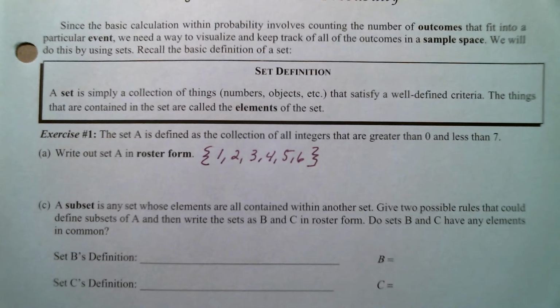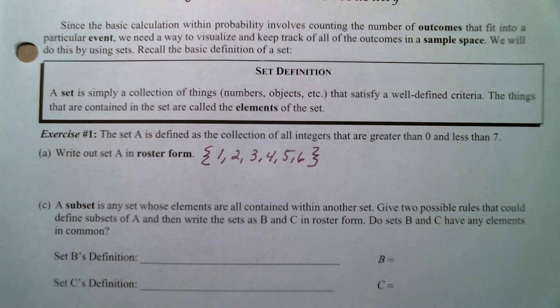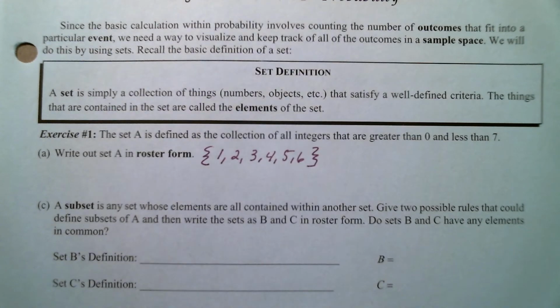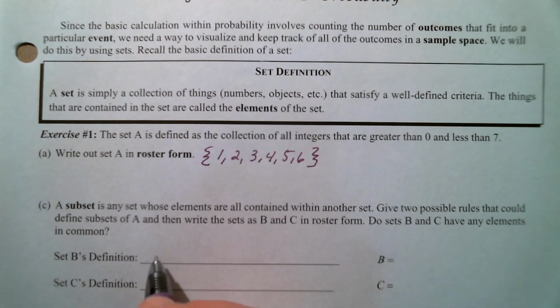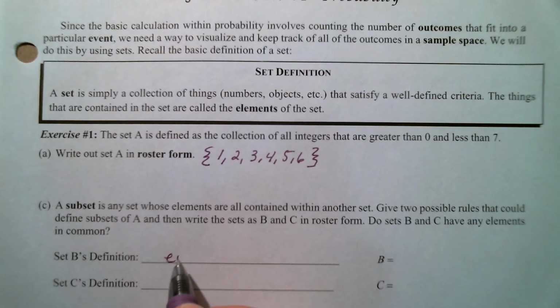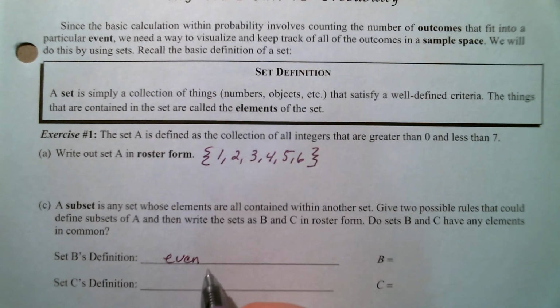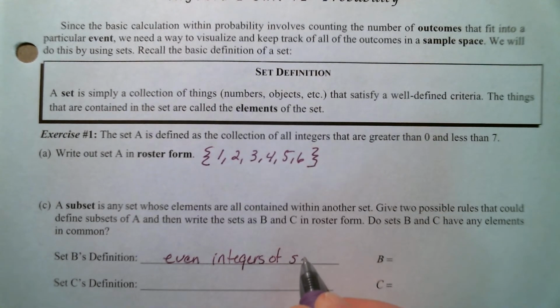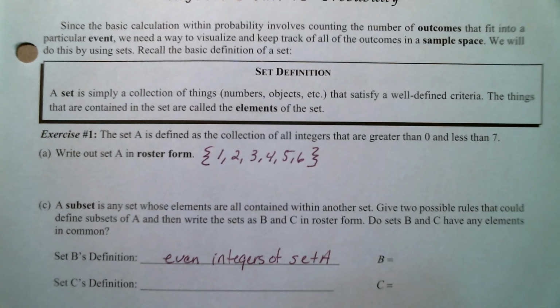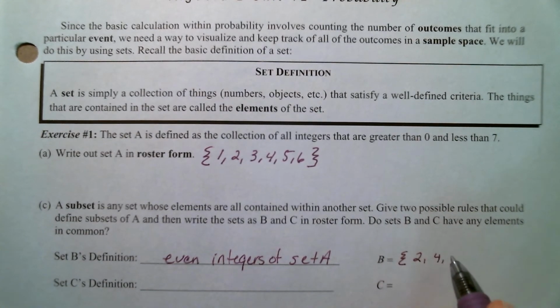A subset is any set whose elements are all contained within another set. Give 2 possible rules that could define subsets of A, and then write the sets as B and C in roster form. Okay, let's say set B's definition is going to be our even numbers, or more specifically, our even integers of set A. That would be 2, 4, 6.